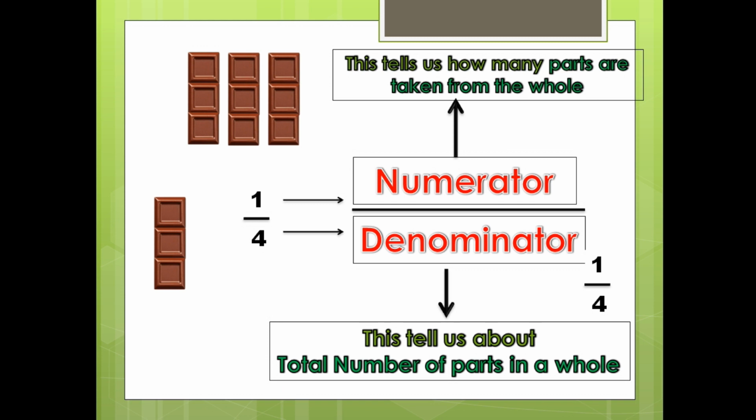Now these 4 chocolates have taken 1 part. Yes or no? I've kept the chocolate here. Yes or no? I've taken only 1 part. So when I've taken 1 part, we write it on top, the numerator. This is the numerator and this is the denominator. This I'll write as 1 because I've taken 1 part of the whole. By total how many parts are there? 1, 2, 3, 4. So that is written as 1/4.